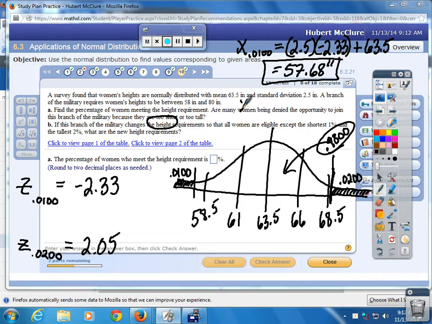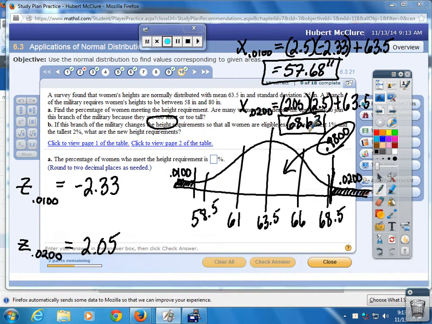X sub 0.0200 is equal to 2.05 times 2.5, Oz plus mu. What do you come out with? 68.23, and that is how many feet? 68.63, not 23. 68 point what?